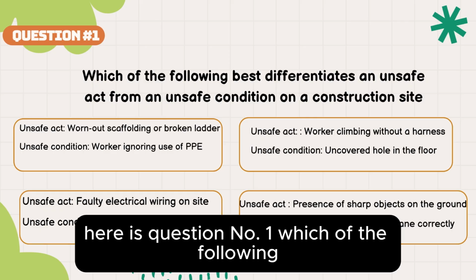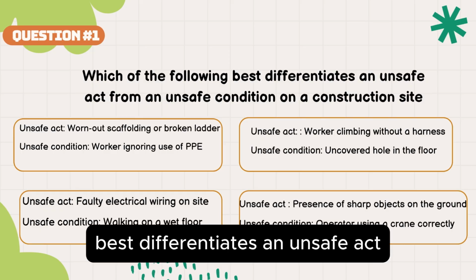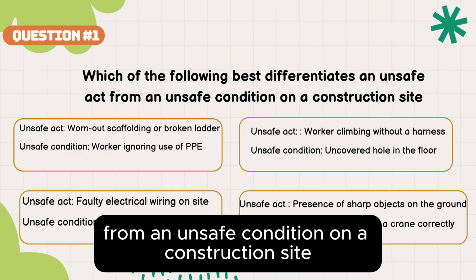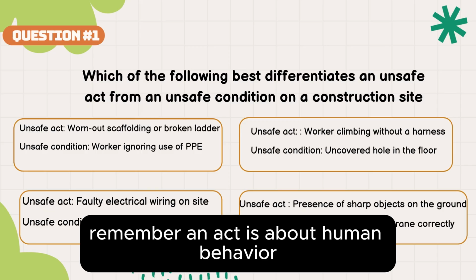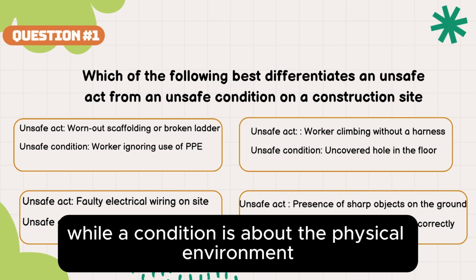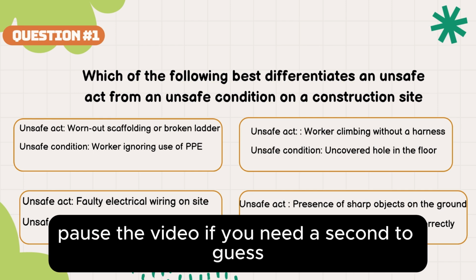Here is question number 1. Which of the following best differentiates an unsafe act from an unsafe condition on a construction site? Take a look at the choices. Remember, an act is about human behavior, while a condition is about the physical environment. Pause the video if you need a second to guess.